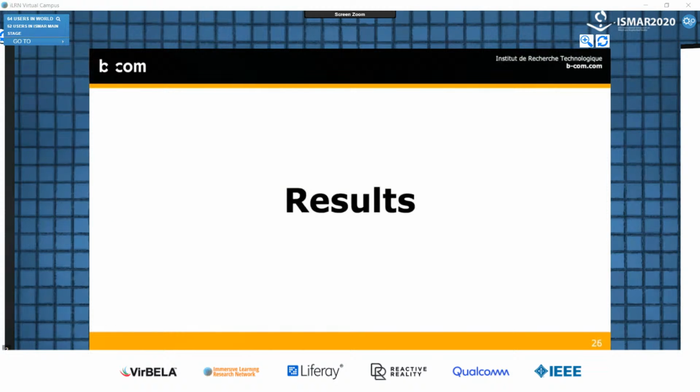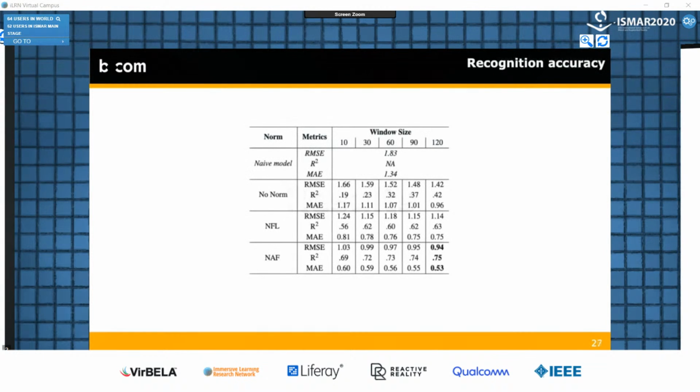Now, I will present the main results of the current study. First, the influence of the normalization method as well as the window size has been evaluated. The normalization NAF, corresponding to the adding of features calculated on the baseline to the feature map, offers the best performance.